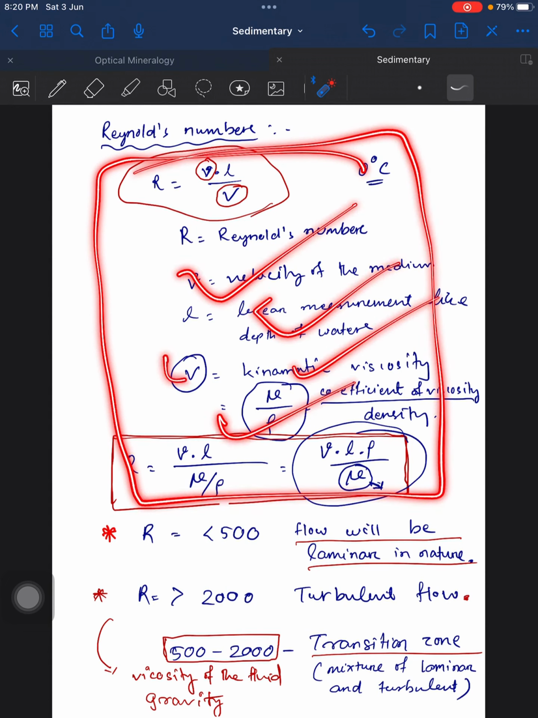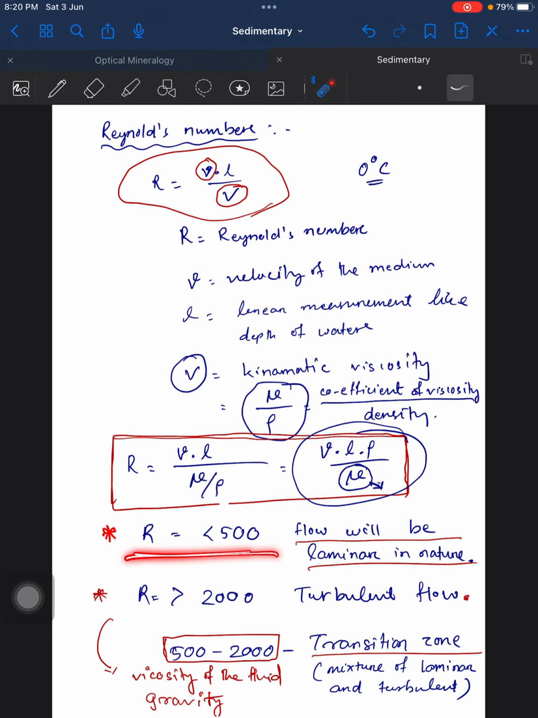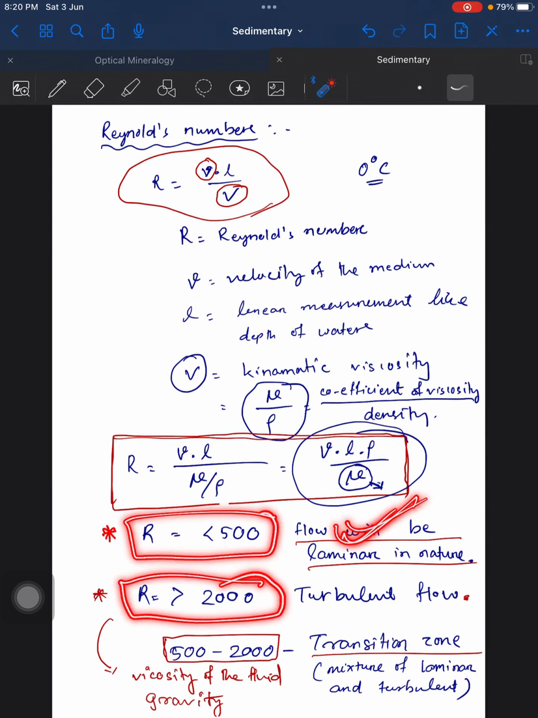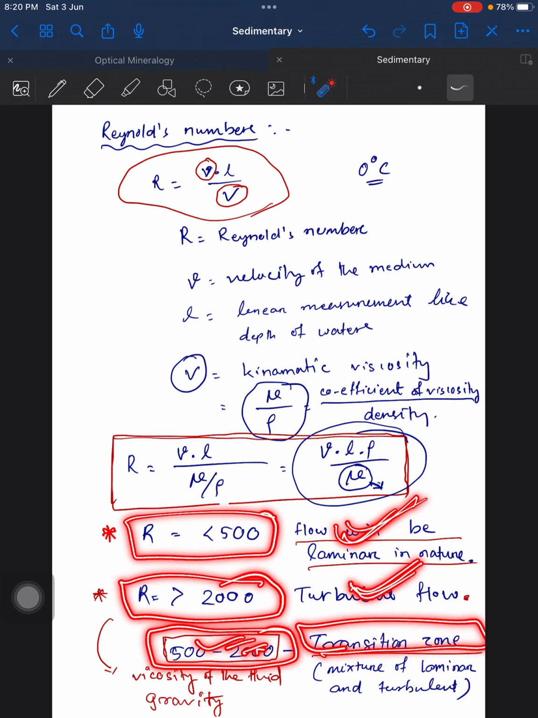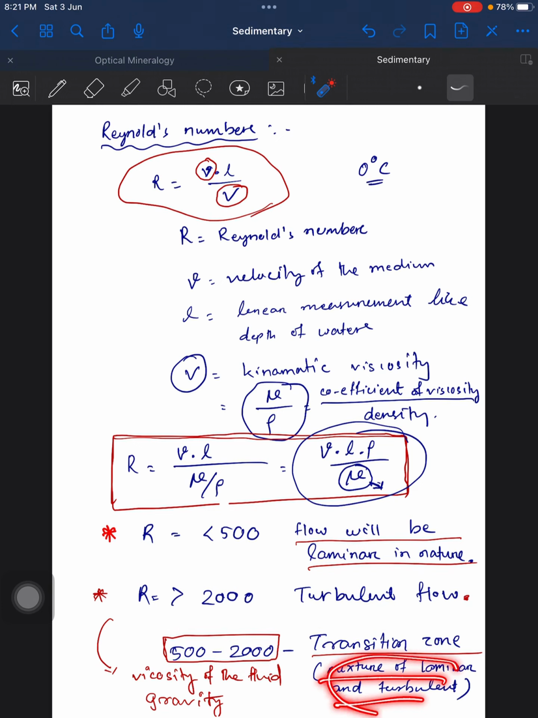But here you see, we have already discussed this portion, when the Reynolds number is less than 500, then the flow is lamellar. If the Reynolds number is greater than 2000, the flow is turbulent, and if it is in between 500 to 2000, then the flow is in a transitional zone. That means a mixture of lamellar and turbulent.